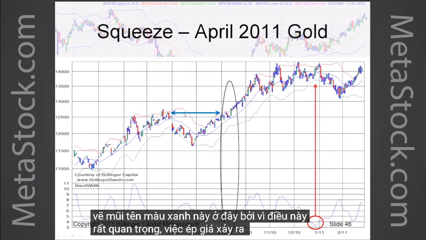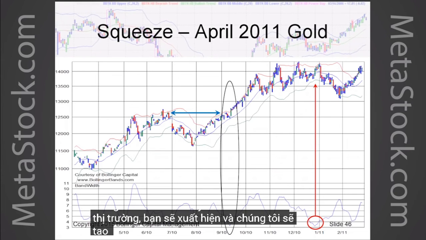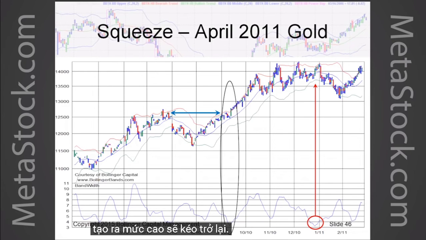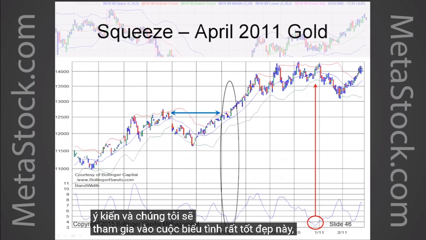The squeeze occurs at a logical place, and we see this happen time and time and time again in the marketplace. It will come up and we'll make a high, we'll pull back, we'll come back and retest resistance at the high. Prices will squeeze and set up for the big move. We wait for the update to confirm our opinion, and we get to participate in this very nice rally.